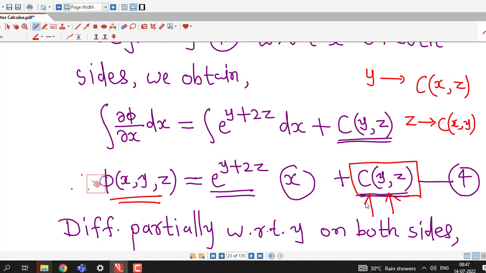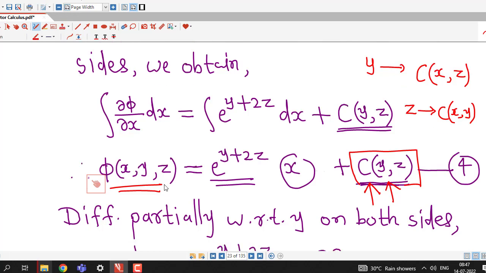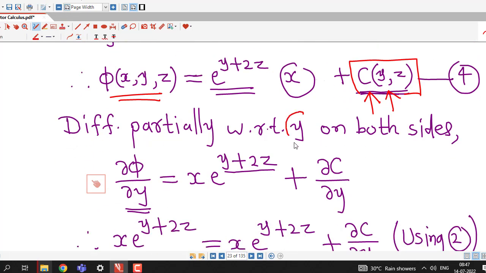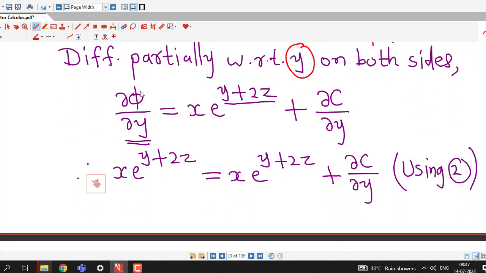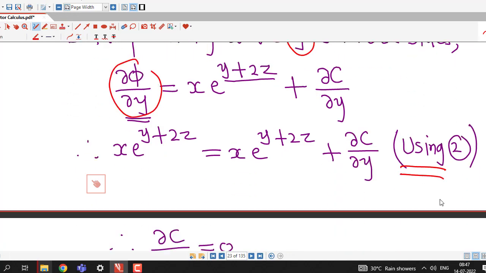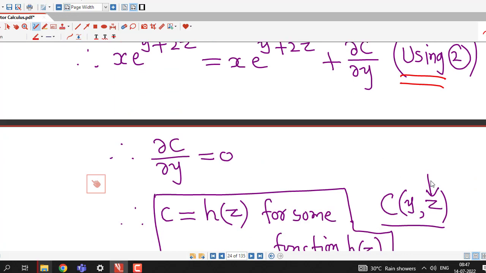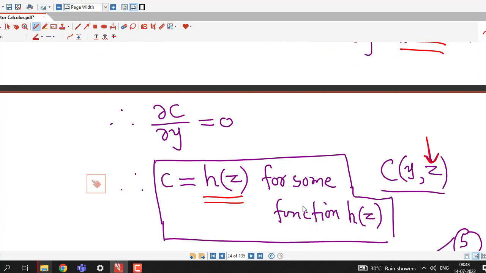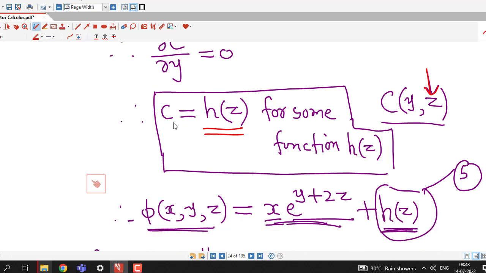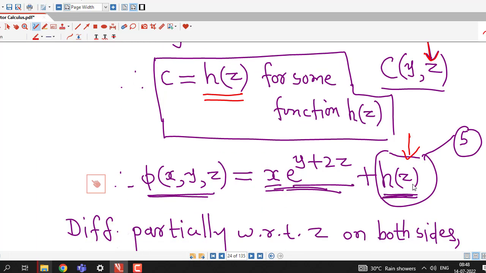Now to determine this function of y and z, we are using the remaining two equations. So first we differentiate with respect to y, and using del phi by del y from equation 2, we find that this function c of yz has derivative 0 with respect to variable y. So it becomes constant with respect to y, therefore it becomes a function of z only or constant. So then we substitute that value of c in equation number 4 and we obtain phi in this form.